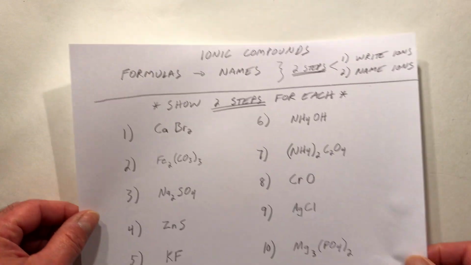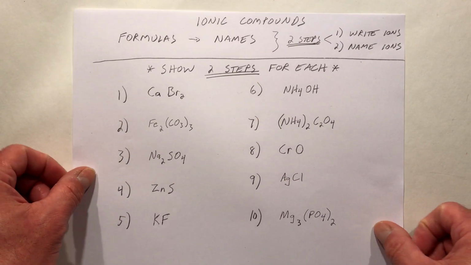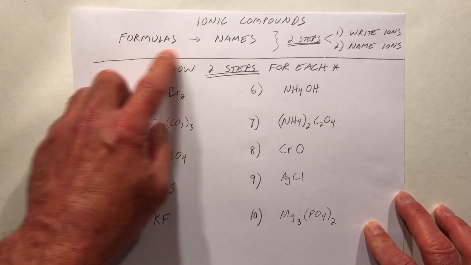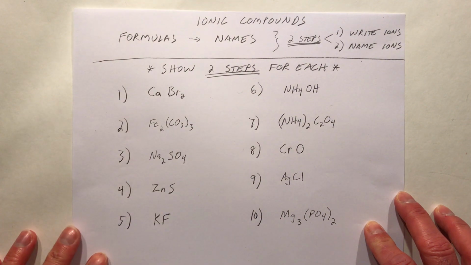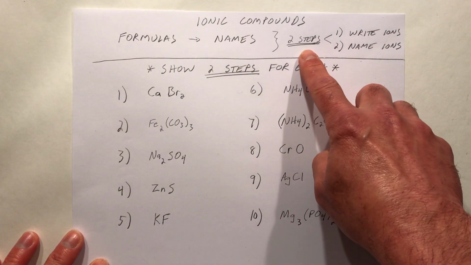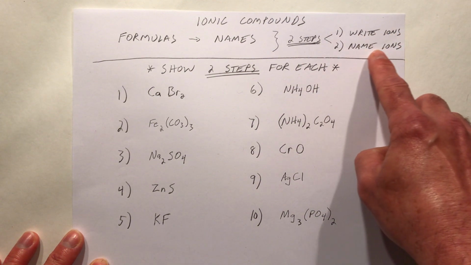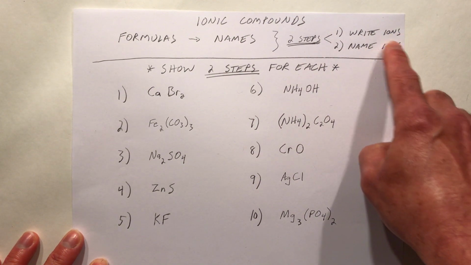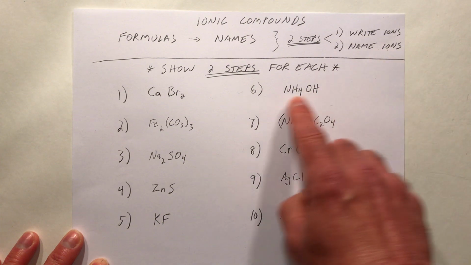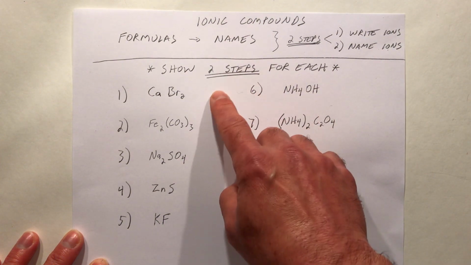All right, so if you know what we're doing here, you should be able to, taking these ionic compounds, turn the ionic compound formulas into names. And when you do this, make sure that you show 2 steps. Write the ions out and write the names of those ions to get the compound name. Make sure you show both steps, 2 steps for each one of these.